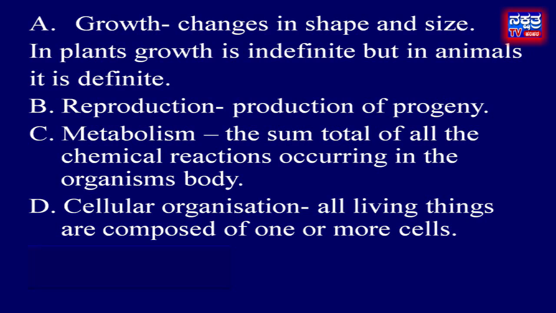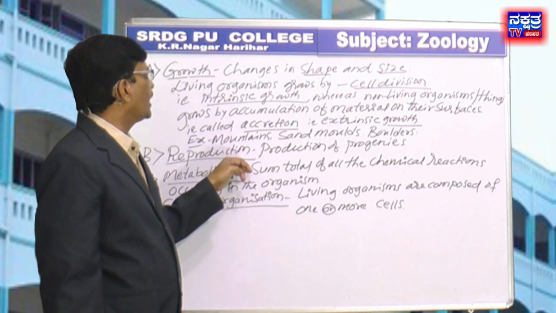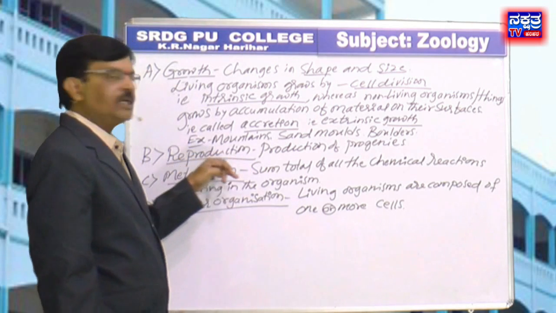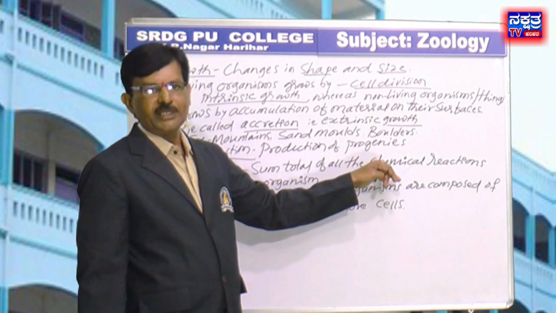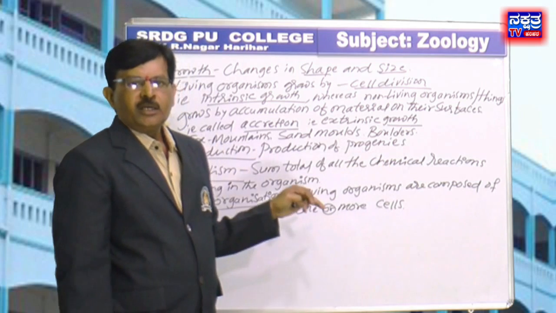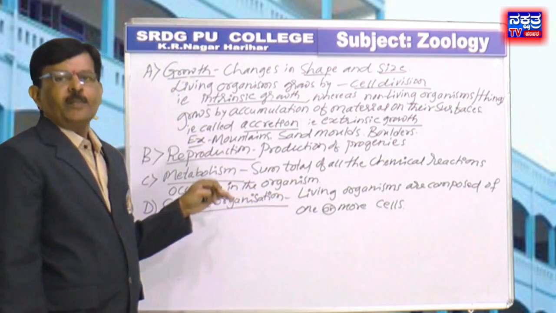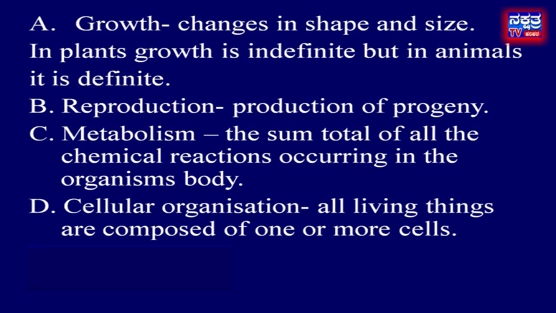Similarly, second option is reproduction. Reproduction is a kind of phenomenon or process. It takes place in living organisms. In this process, the living organisms produce their own progenies. The progenies are more or less similar to their parents. Next, third option is metabolism. It is a sum total of all the chemical reactions occurring in the organisms.